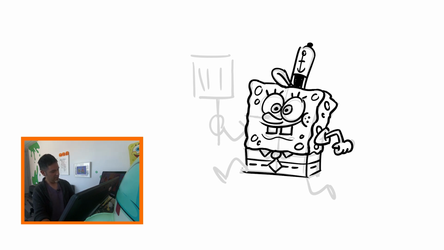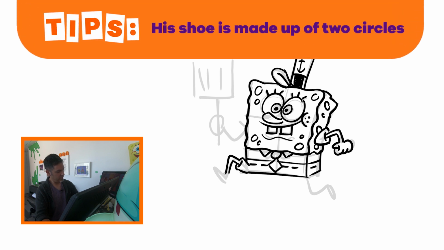Okay. Let's give him some legs. We'll turn that stick into a tube. His shoe is basically a circle here, and then another circle here.